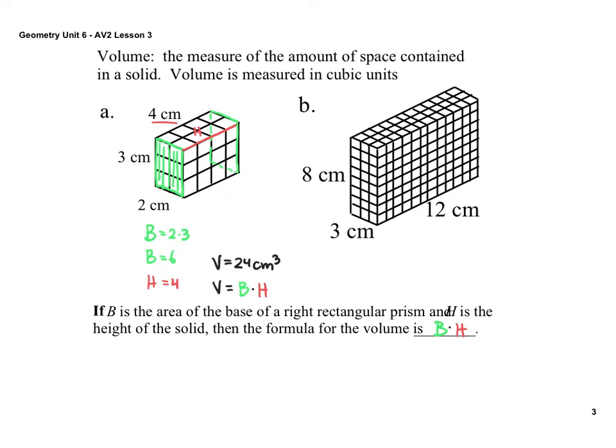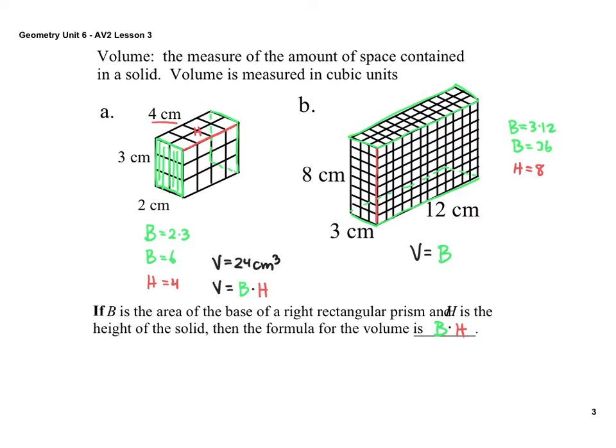So in example B, to find the volume, I could use really whatever dimension I want as the area of the base, but I'm going to choose, just to show the difference here, I'll call this my base, which of course would refer to this space down here as my other base. I'm going to find the area of the base by taking 3 times 12. So the area of the base here would be 3 times 12, which is 36. And the height, of course, would be the distance between the bases, which would be 8.